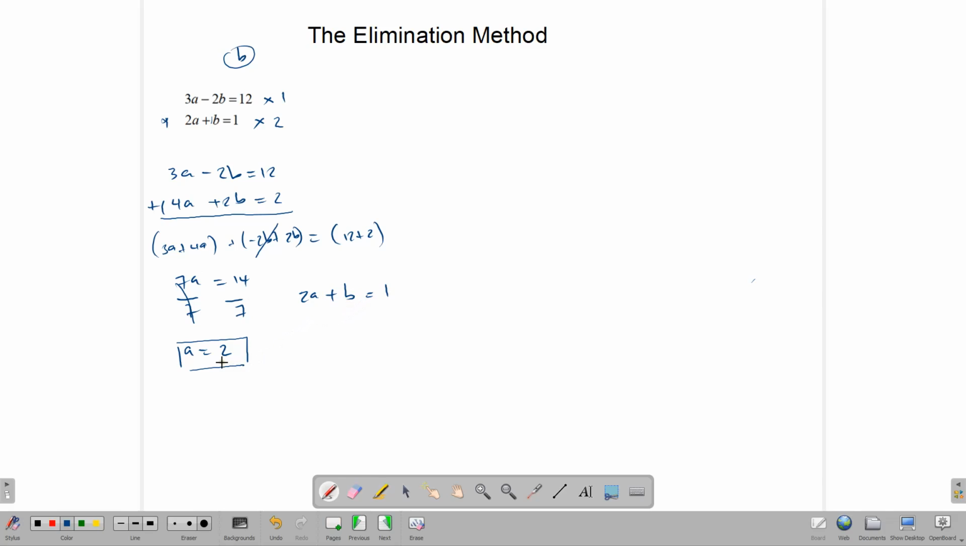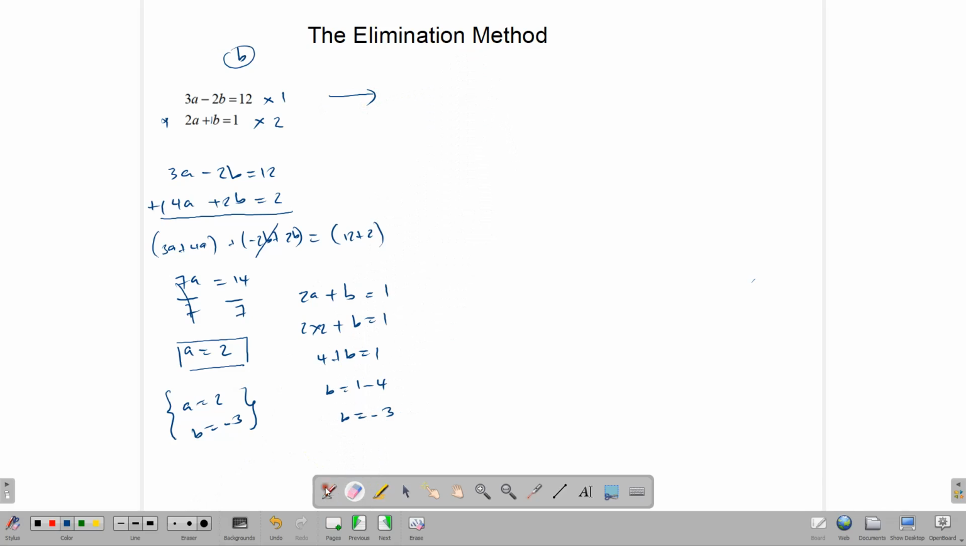My a value is 2, which means 2 times 2 plus b is equal to 1, which means 4 plus b equals 1, which means b is equal to 1 minus 4. So b is equal to negative 3. So my values are a equals 2 and b equals negative 3. If I wanted to eliminate again, let me write the equations.